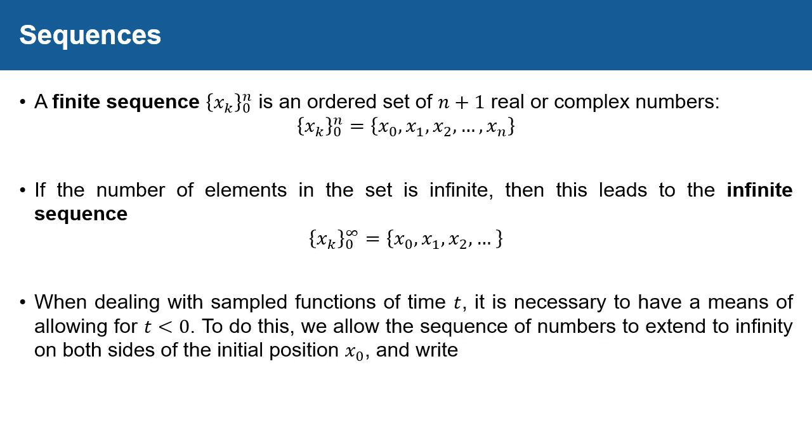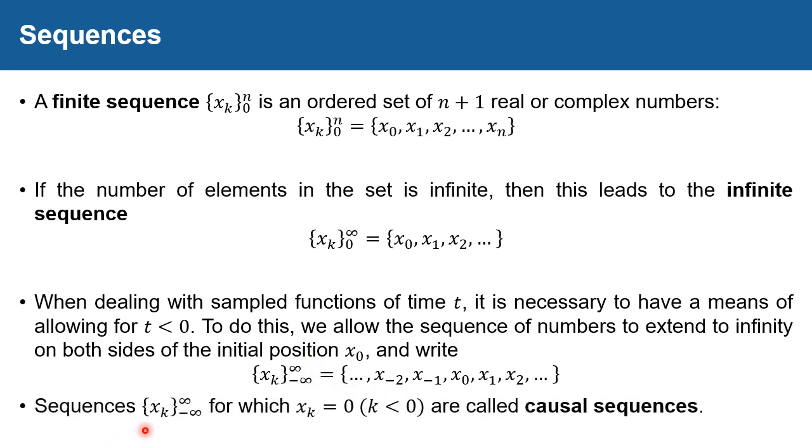And when dealing with sampled functions of time t, it is necessary to have a means of allowing for t less than 0. To do this, we allow the sequence of numbers to extend to infinity on both sides of the initial position x0. And we write it in this form. We have x(k) from negative infinity to infinity. Sequences x(k) from negative infinity to infinity for which x(k) is equal to 0 for k less than 0 are called causal sequences.